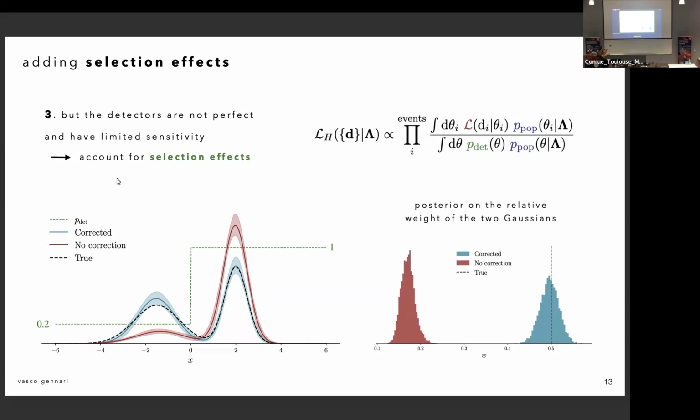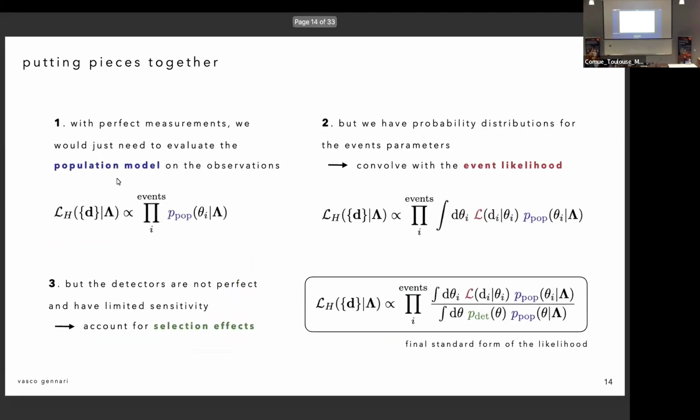And if you look at the relative weights that you have inferred, without this correction you get a biased value, and with the correction you get a proper one. Okay, so this is important. Just a quick summary. This is what I just discussed, these three cases, and this is the pretty general formulation of the hierarchical likelihood that we will see applied on real data in a moment.